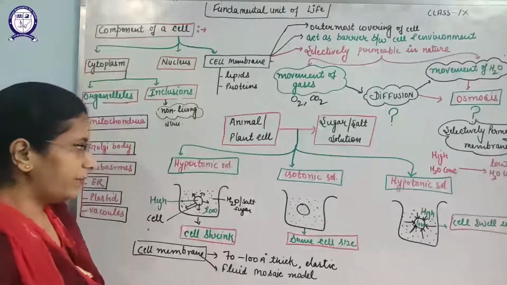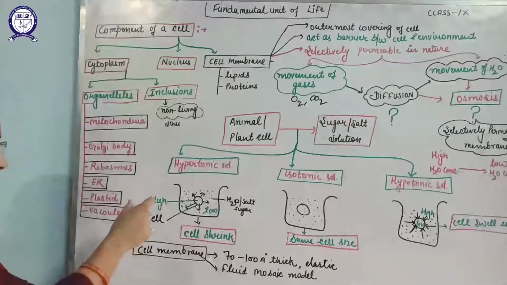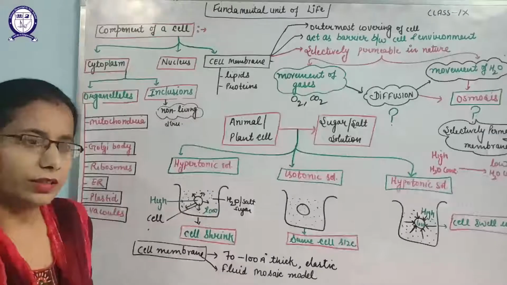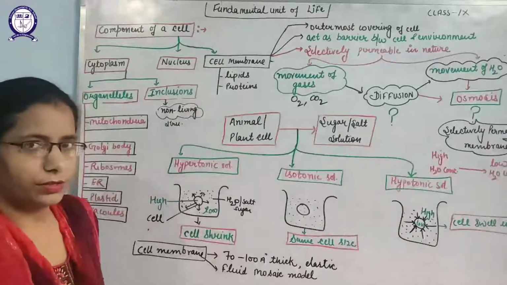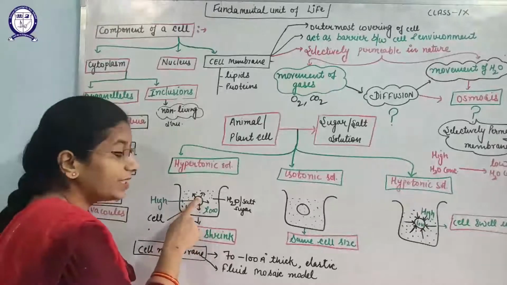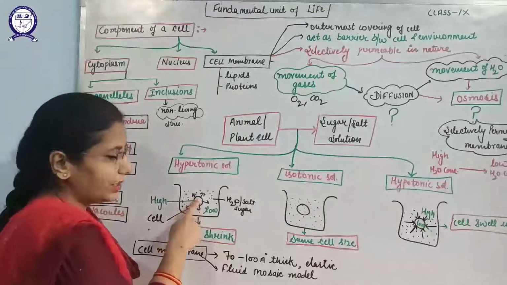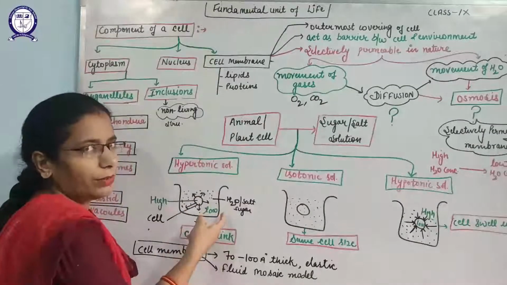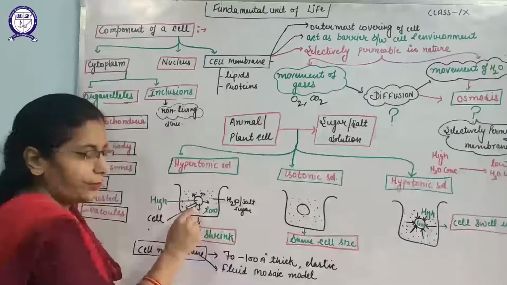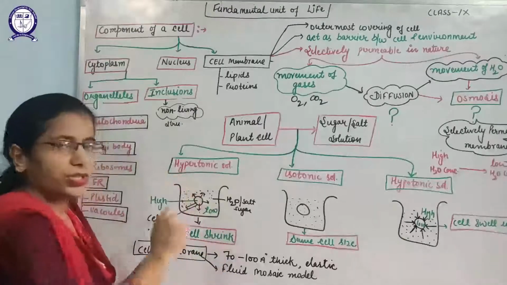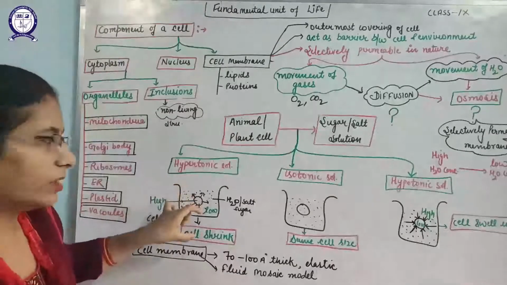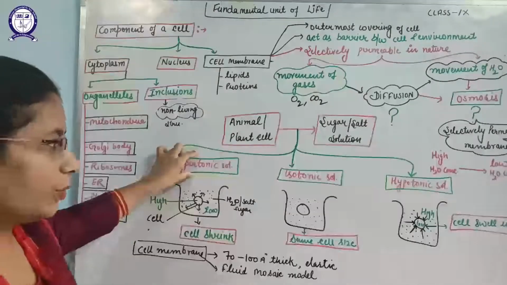At that time, if the cell has a high concentration of water as compared to the outside, that is, if the concentration of water inside the cell is high as compared to the environment, as a result the water will start to move outside, and after that the cell will shrink. That solution in which the cell will shrink is known as a hypertonic solution.